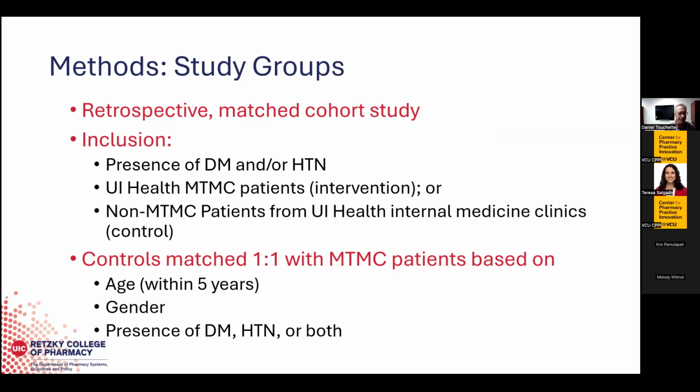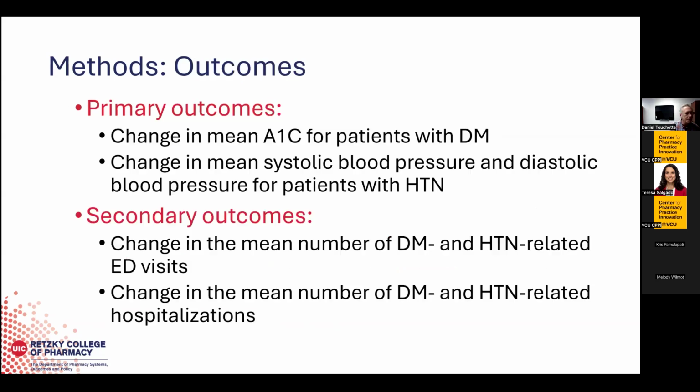And we included all those patients who had diabetes and/or hypertension. For the intervention, they had to be MTMC patients. For the control, they had to come from UI Health's internal medicine clinics. And again, we matched one-to-one. The factors that we matched on were age, gender, and presence of diabetes, hypertension, or both.